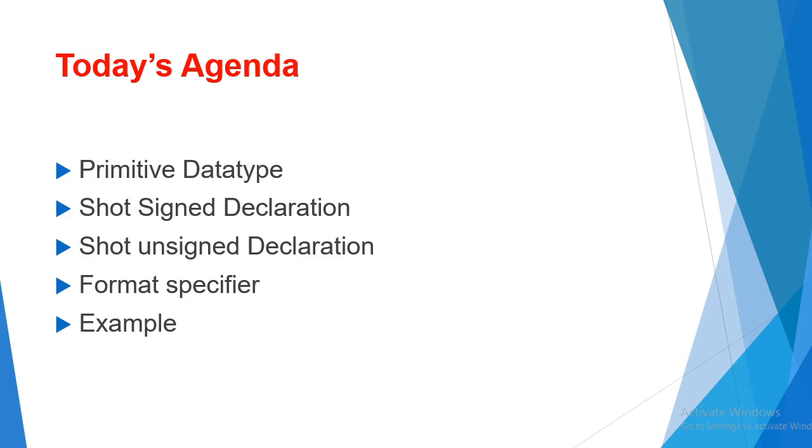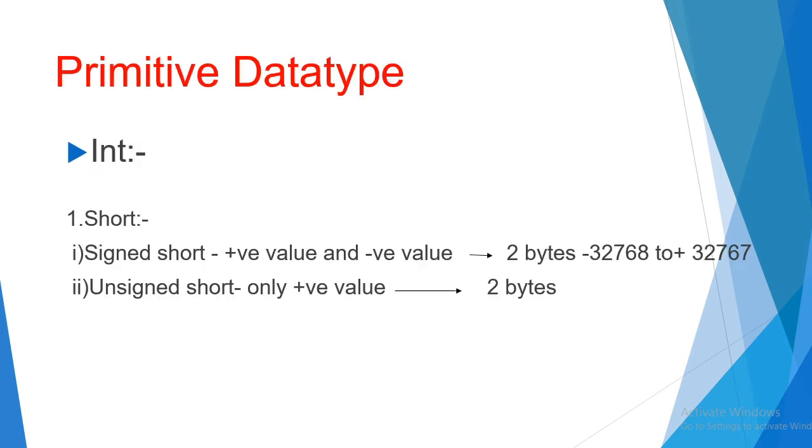To see what today's agenda is: first of all, what is meant by primitive data type, then short signed integer declaration, short unsigned declaration, format specifier, and its example. Then let's go into the video.